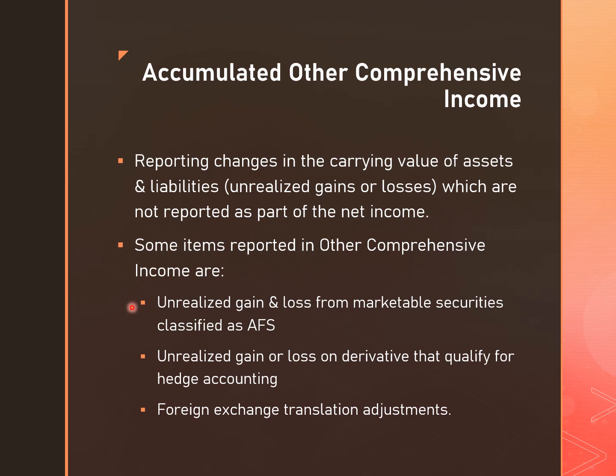So, these are the some things yang you akan report dalam OCI, like this one, unrealized gains and loss from marketable securities classified as AFS. AFS adalah available for sale. And then the unrealized gains and loss on derivative that qualify for hedge accounting and also foreign exchange translation adjustment. So benda yang tak melibatkan duit keluar masuk secara real, dia akan report dekat OCI.